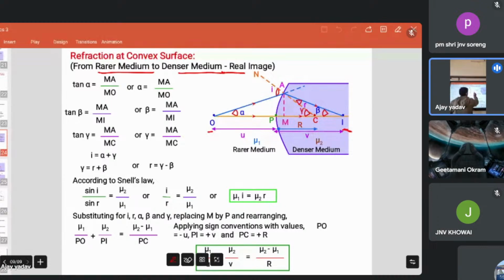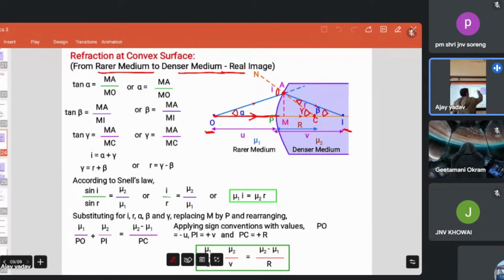So this is the object. O is the object, as we studied in the assumptions, that the object must be a point object lying on the principal axis. From the object, one ray is incident on the surface normally, so it will pass straight, and the other ray is incident on the surface at this point A. So OA is the incident ray. Here we will draw the normal. This dotted line is the normal, which meets at the center of curvature.